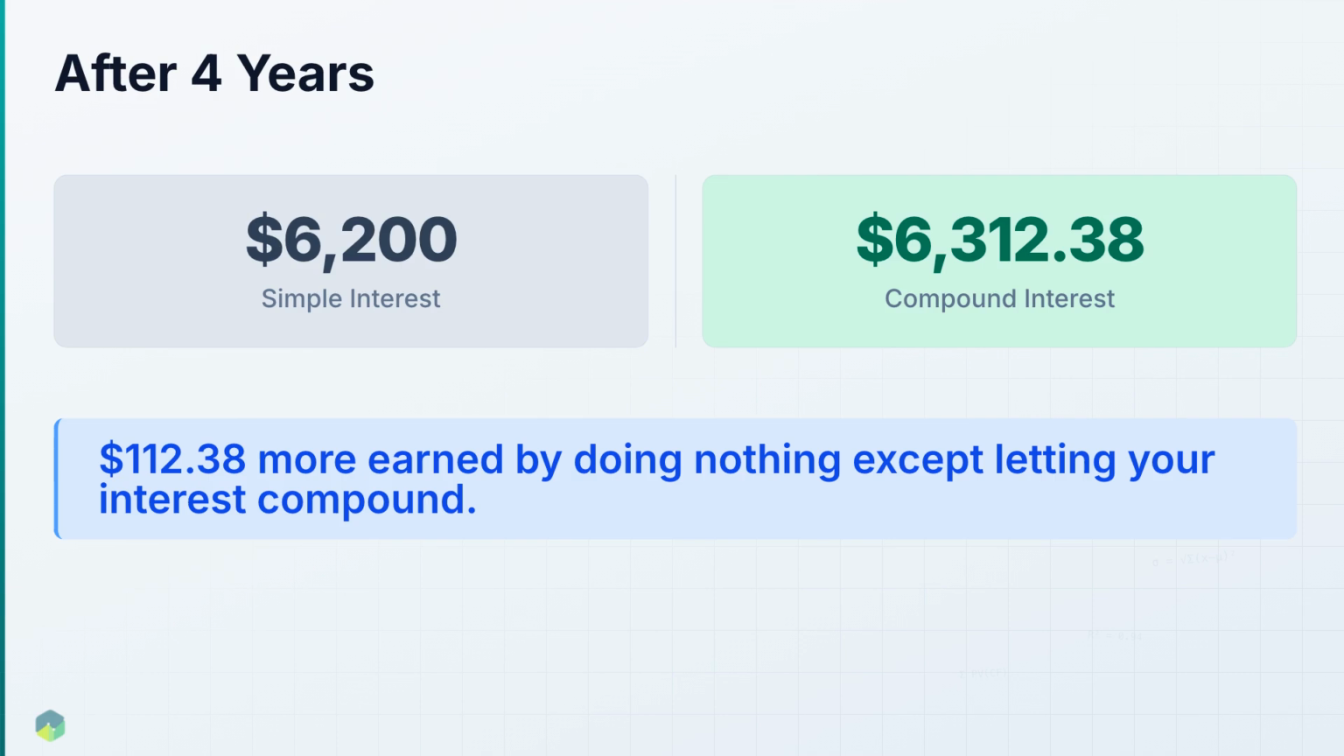That's $112.38 more, earned by doing nothing except letting your interest compound. And this is just over 4 years. The real magic happens over longer periods.